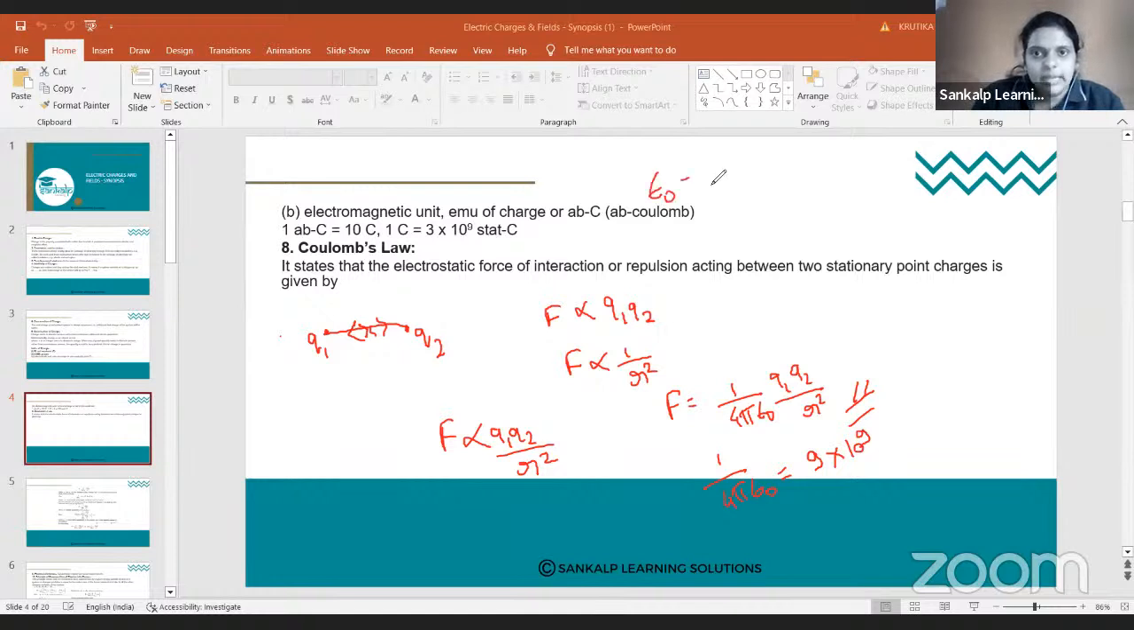It is 8.85 into 10 to the power of minus 12. This is the epsilon naught value, and that is the 1 upon 4 pi epsilon naught value. Both values are constants. This is Coulomb's law, which will help for the numerical part.